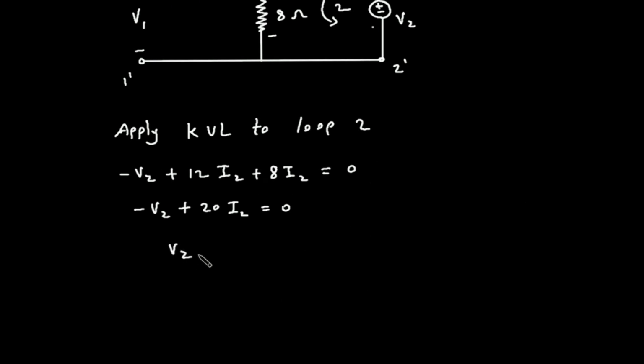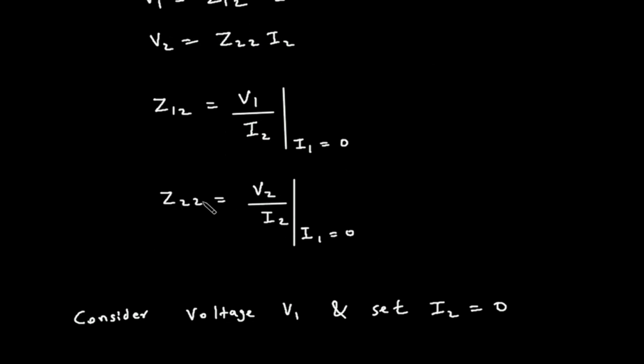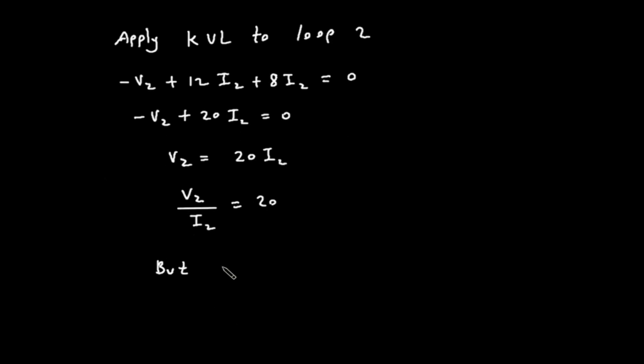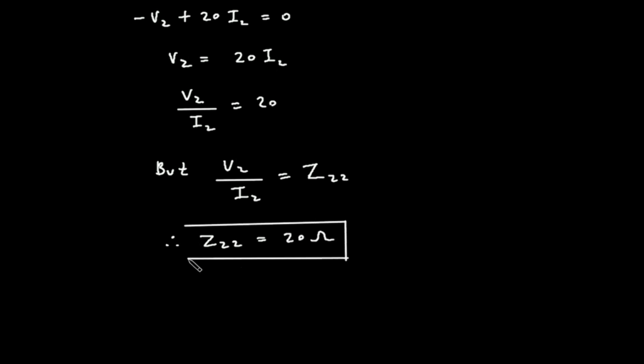And this will be V2 is equal to 20 I2, or we can say V2 divided by I2 is equal to 20. But here we know that V2 divided by I2 is Z22. So therefore, Z22 is equal to 20 ohm. The unit of impedance is again ohm.